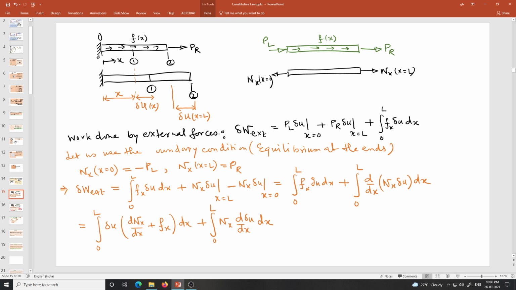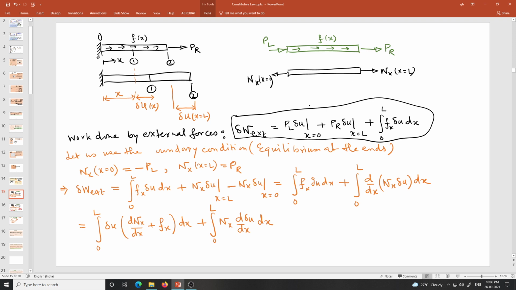Now if we wish to express the work done by the external forces, then it reads delta W external. Let us try to draw the free body diagram. If we remove the support, the effect of the support is accounted for by the reactive force PL, which is not known at this moment, but it is acting at the left end. PR is acting at the right side.